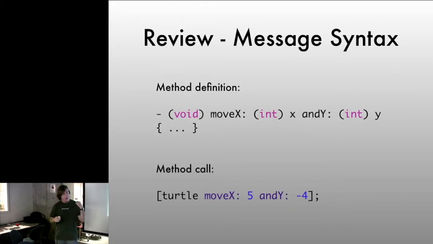And then the one that looks really weird to most people is multiple arguments. Again, we pseudo-name the arguments. We have moveX and Y as the name of this method. And when we call it, we separate the arguments across the method names. I'm going to do a really short thing. I'm going to show you why this is really useful.